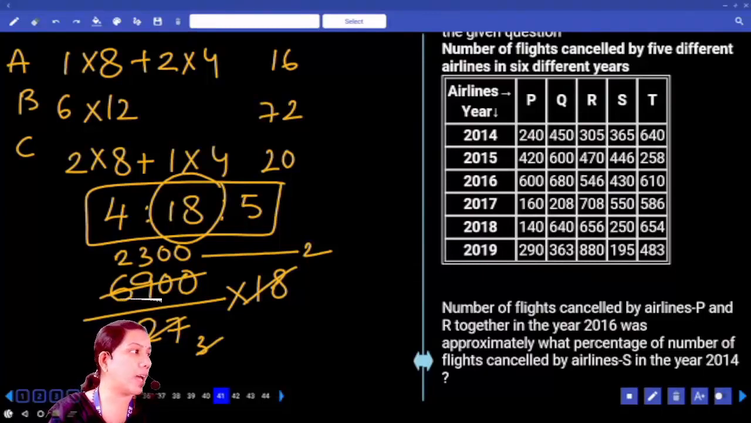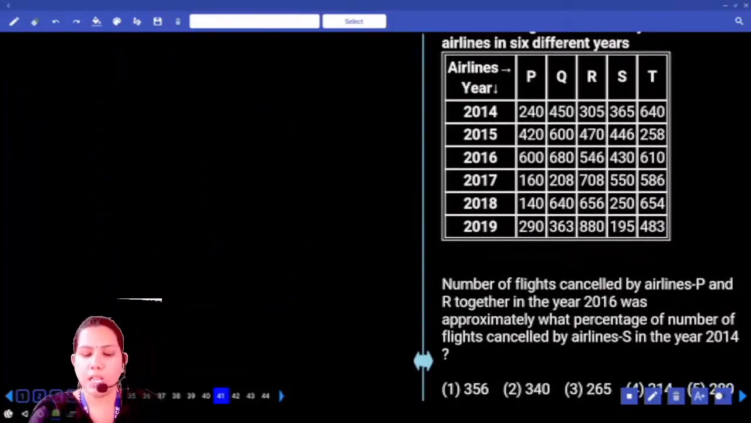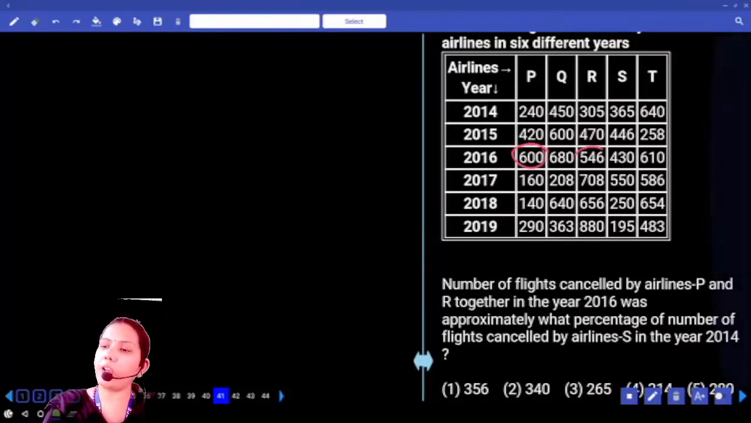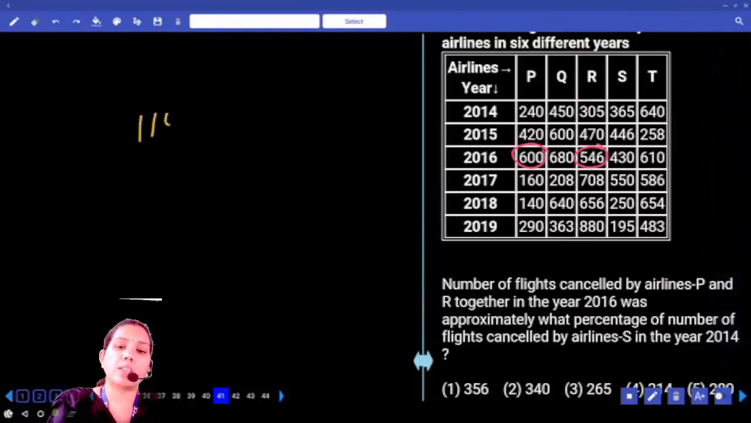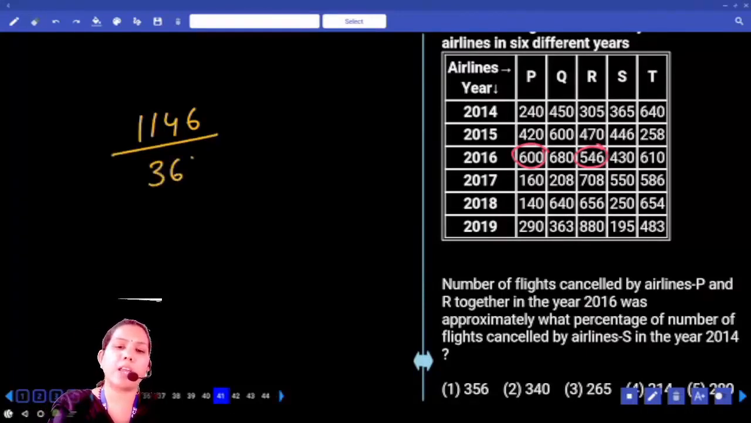Next, question number 41. Number of flights cancelled by 5 different airlines in 6 different years, 2014 to 2019, and P, Q, R, S, T are the airlines. Number of flights cancelled by airlines P and R together in 2016. P value is 600, R value is 546. 600 plus 546 is 1146. 1146 is what percentage of the number of flights cancelled by airline S in the year 2014? The 2014 S value is 365.